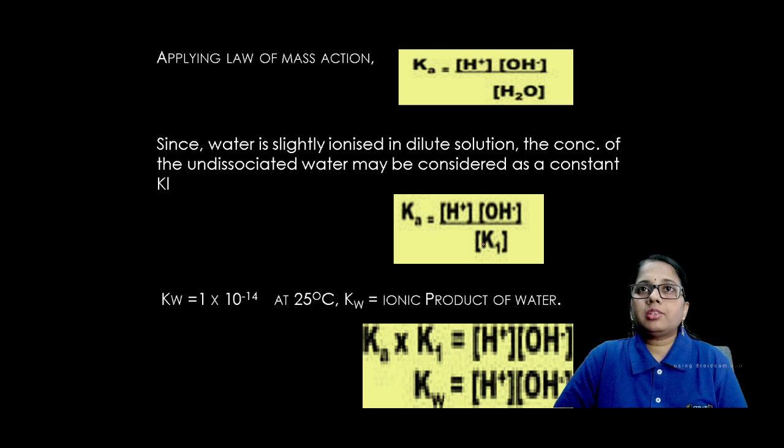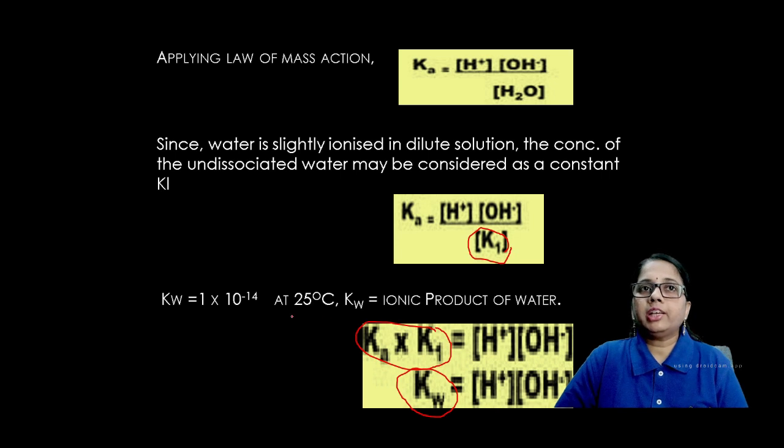So it is represented as K1, and H plus ions and OH minus ions are going to be considered here. If you take this K1 value and cross multiply, Ka into K1 equals the concentration of the H plus ions into OH minus ions. Here they convert this Ka into K1 as Kw. So Kw equals the concentration of the H plus ions into the concentration of the OH minus ions. This Kw they have defined as the ionic product of the water.